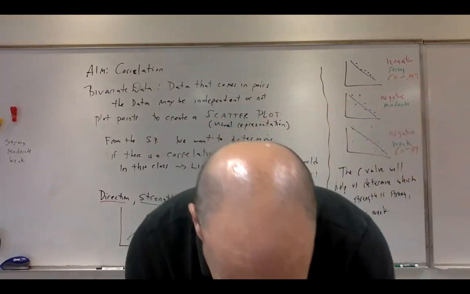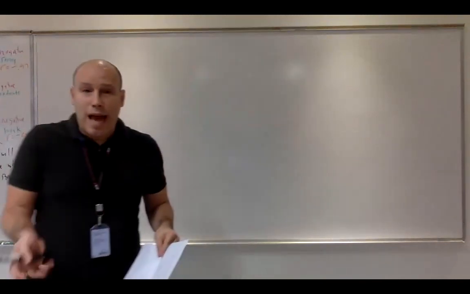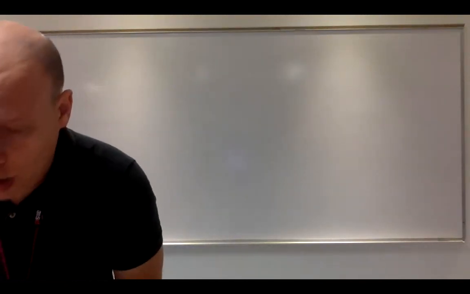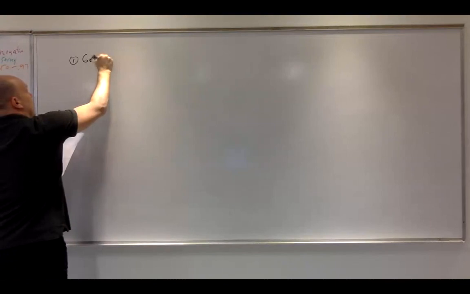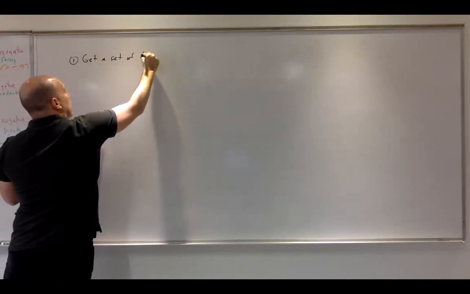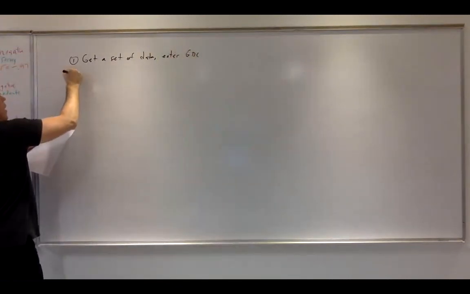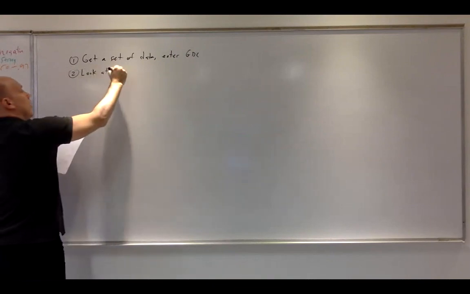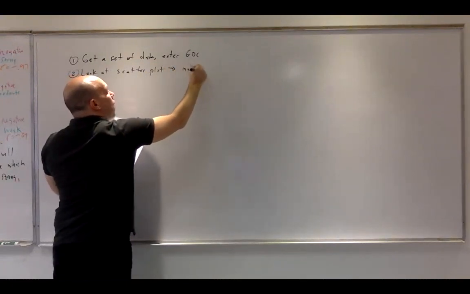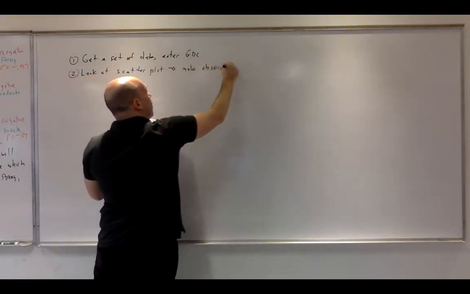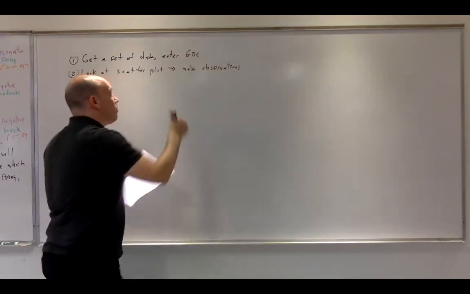Let's see, what else did I want to say for this lesson? Okay, before you start reading the exercises, they're very straightforward. Let's just review what you're going to do. First, you're going to get a set of data and enter it in the GDC. Second, look at the scatter plot and make observations. Talk about the strength and the direction.